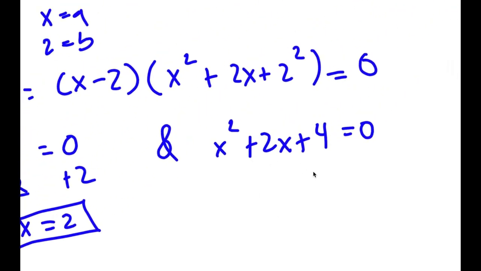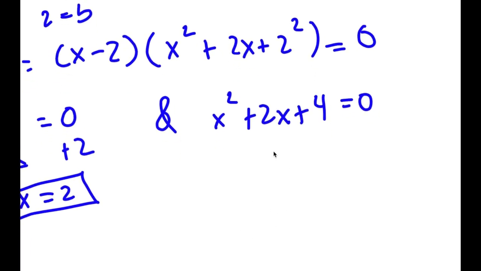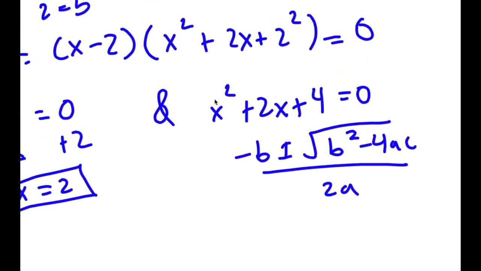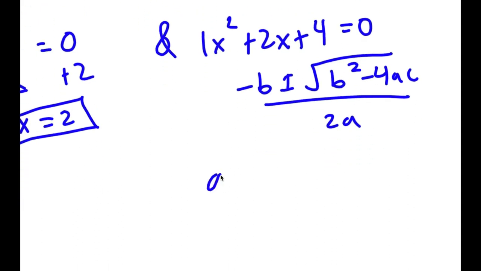So we have x squared plus 2x plus 4. And to solve this, I'm not going to factor. I'm going to use the quadratic formula to find the solution to this equation. So the quadratic formula is negative b plus or minus the square root of b squared minus 4ac divided by 2a. Now, the coefficient for x squared is 1, the coefficient in front of x is 2, and we have 4. So a is equal to 1, b is equal to 2, and c is equal to 4.